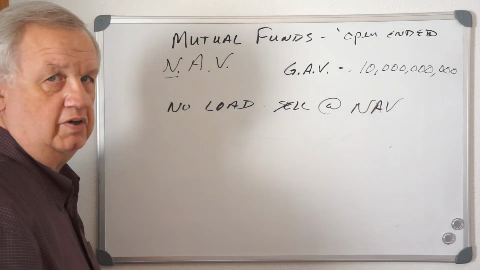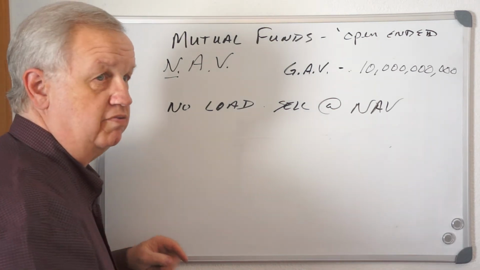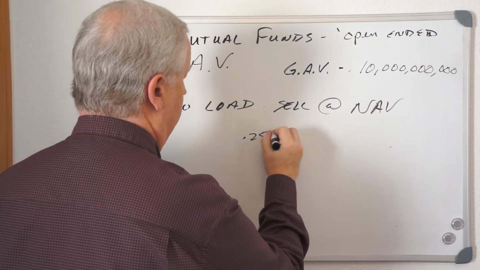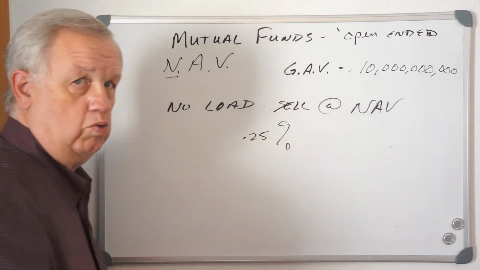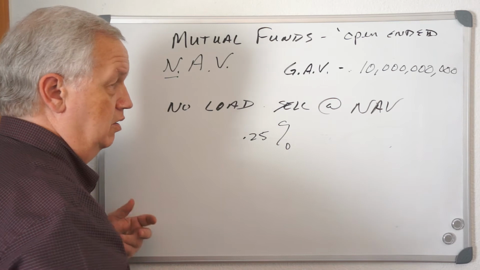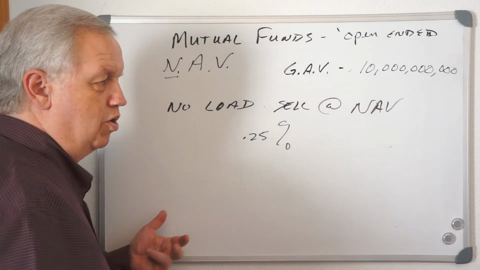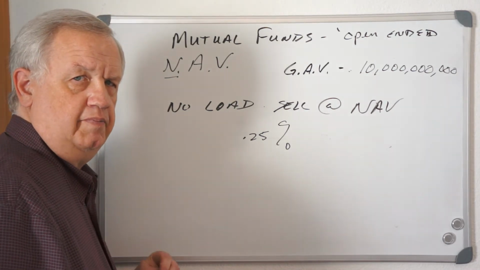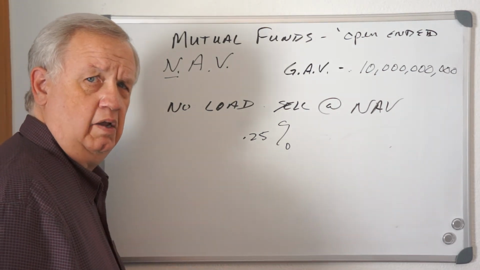They don't have a sales charge. They're permitted a 12b-1 fee for distribution and marketing, and that can be no more than 0.25%. Now you hear a lot about people saying, well, 12b-1 fee, I don't like getting into funds with a 12b-1 fee. Really? Smack them upside the head.